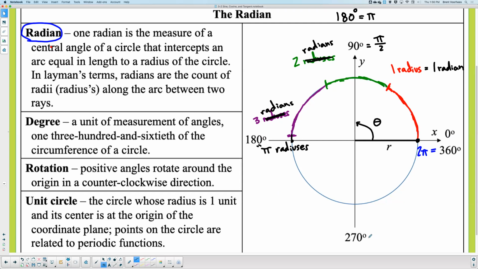And finally, the last one we need to add is 270 degrees would be the same thing as 3 pi over 2. That's because it's 1 pi plus another half a pi. So it's 3 halves of pi.